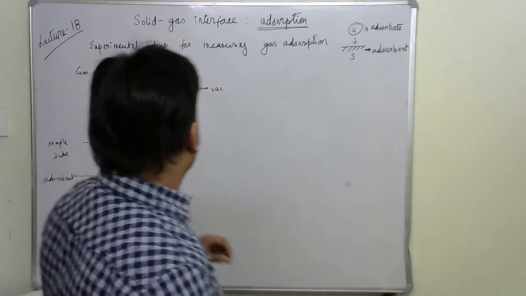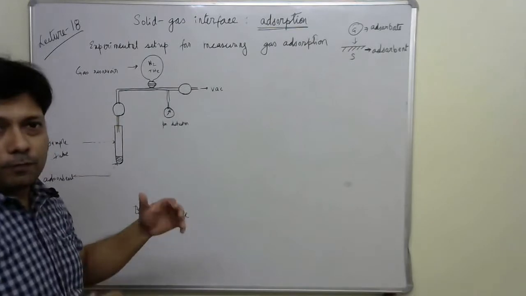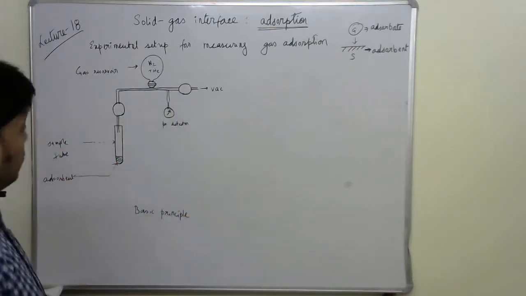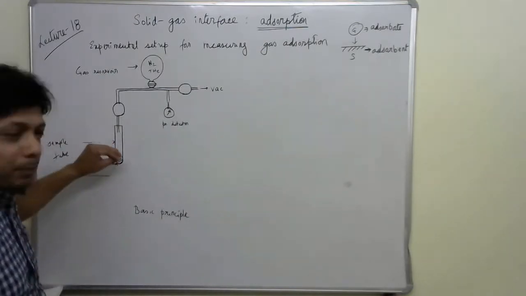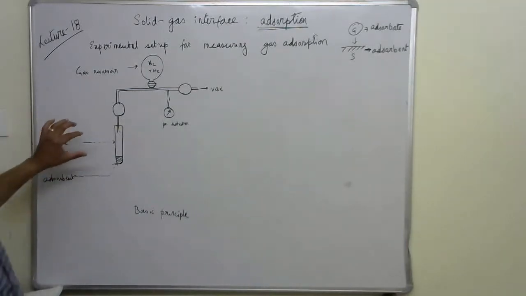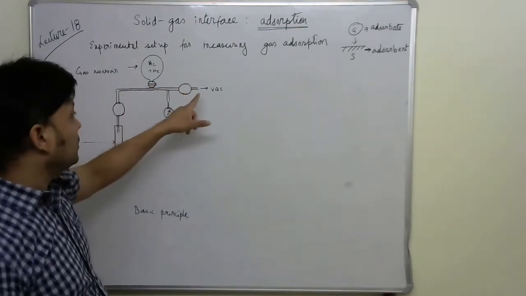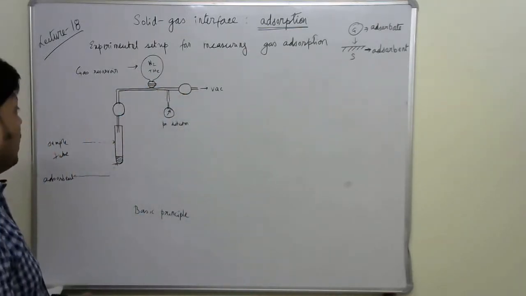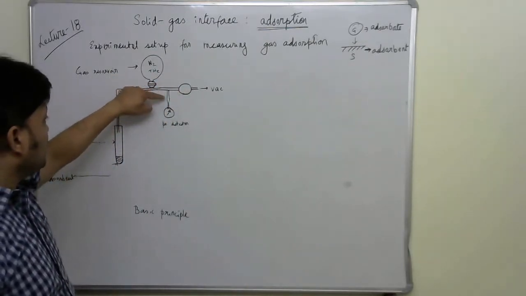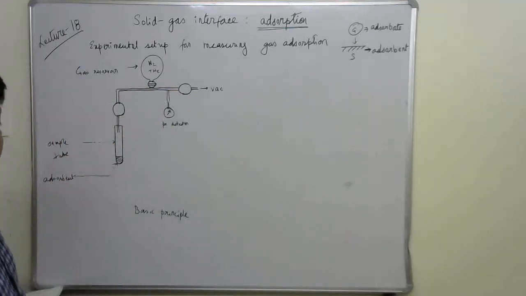So here I'm trying to describe a brief setup for experimental analysis of gas adsorption. The sample is taken in a tube, and we call it the sample tube. The sample tube is connected with a gas reservoir as well as the high vacuum. All right. And in some part of the gas tube, there is an outlet, and the outlet is attached with the pressure detector.